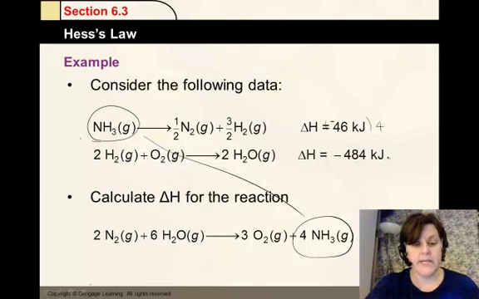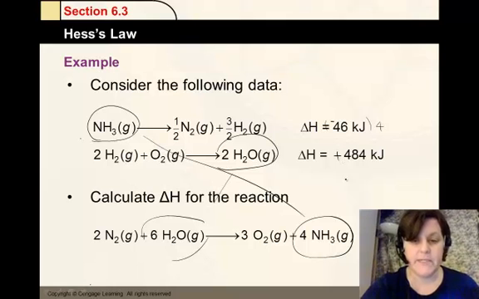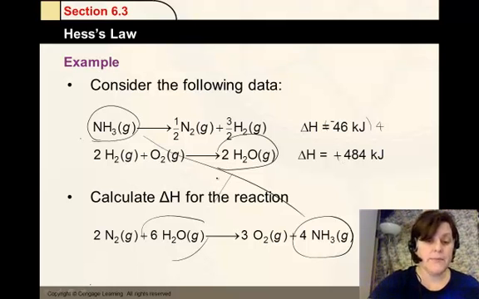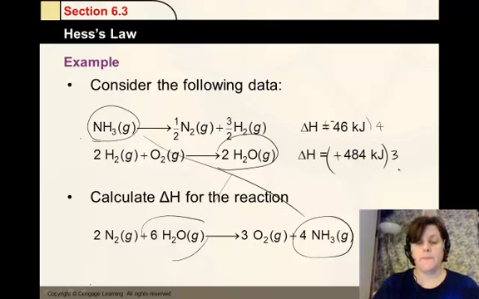Then I have to look at the second equation, and I have to determine what to do with it. I find one thing it has in common with the one I'd like to get to. I look at this and this. Again, I have to flip the sign because the water has to be on the other side. I also notice if I multiply through by 3, then I will have the right number of water.